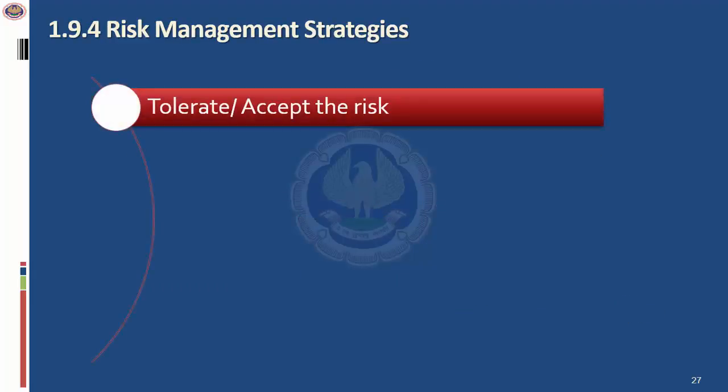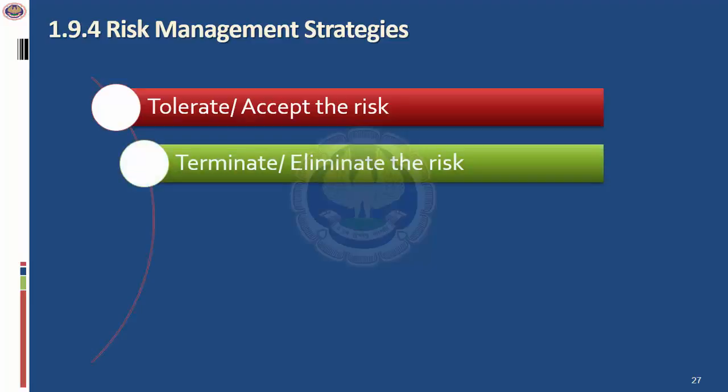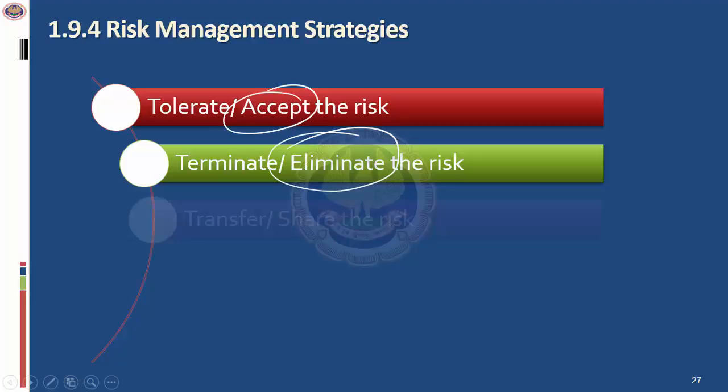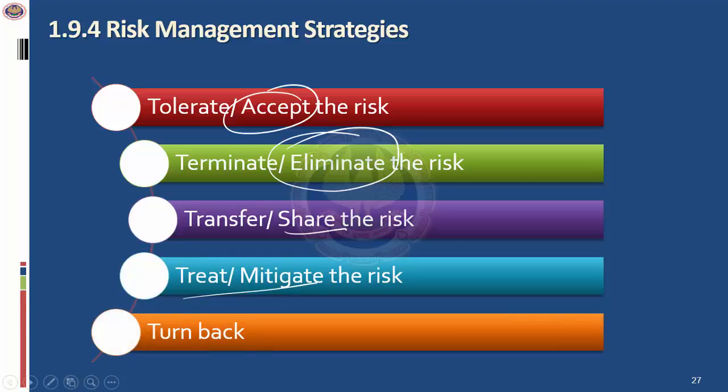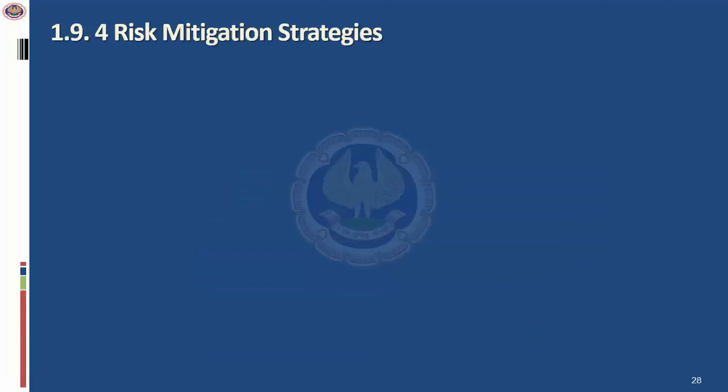Let's look in detail at the risk management strategy. You tolerate or accept the risk. You terminate or eliminate or minimize the risk. You transfer or share the risk. And you treat or mitigate the risk. Or you turn back. You decide, I'm not going to go further in that particular business strategy. So understand this very clearly. The risk management strategy is depicted in this graphic.